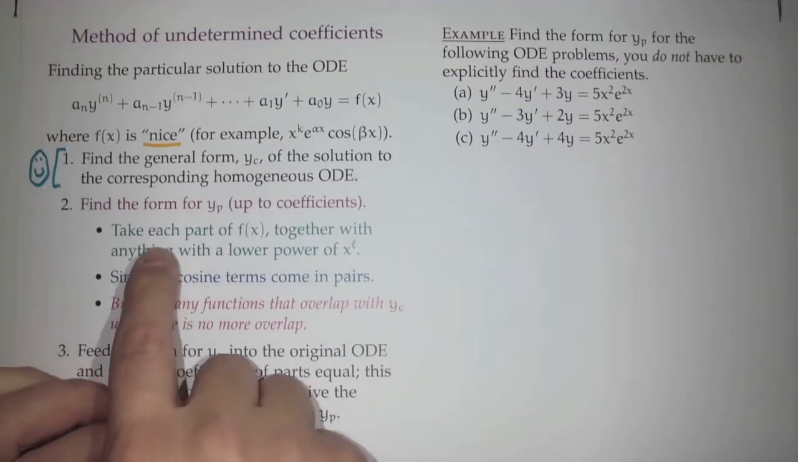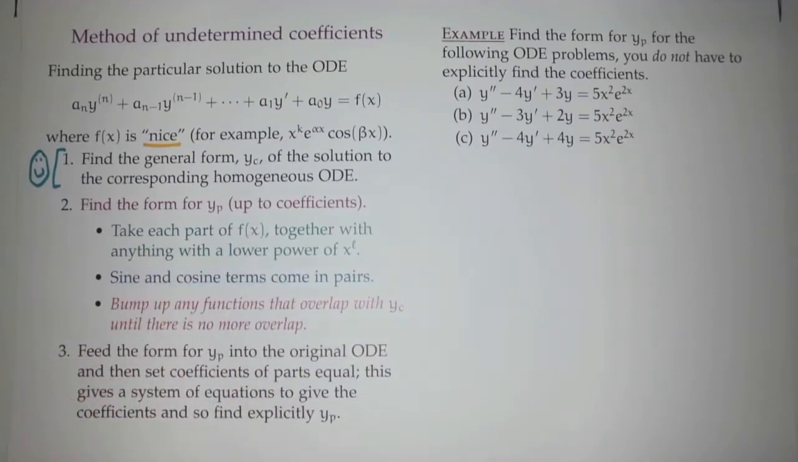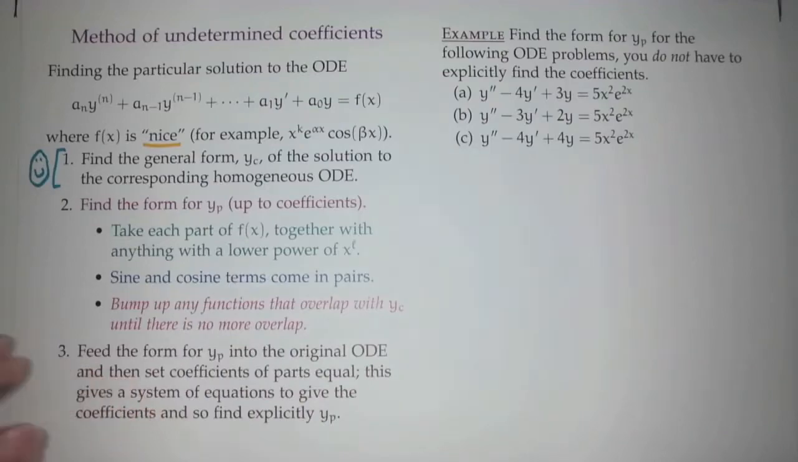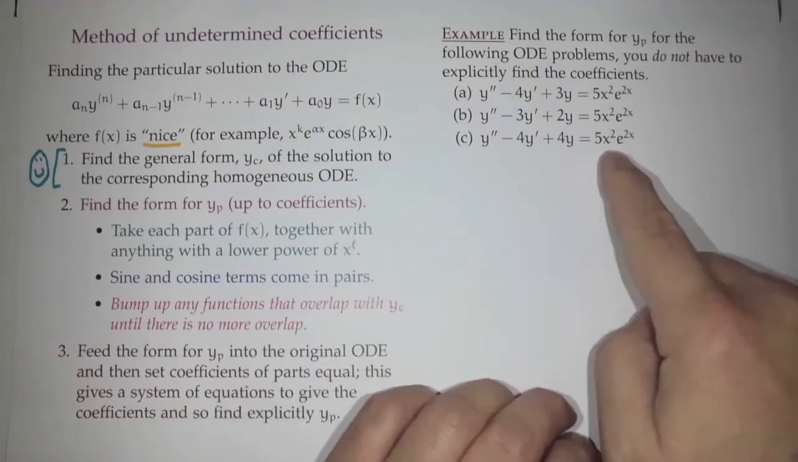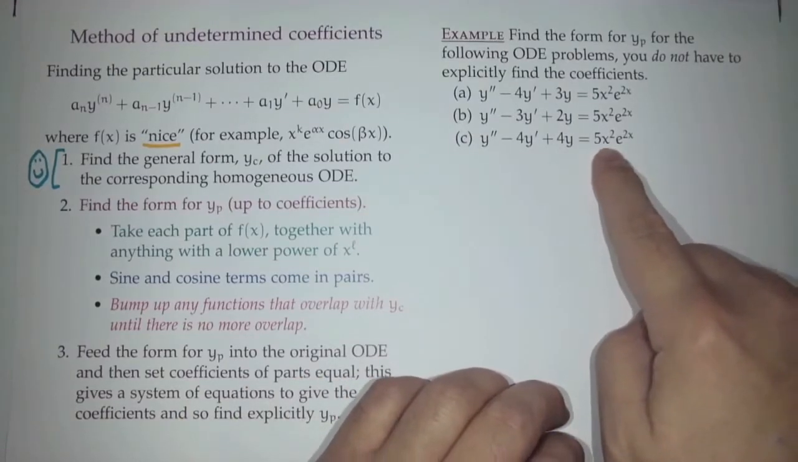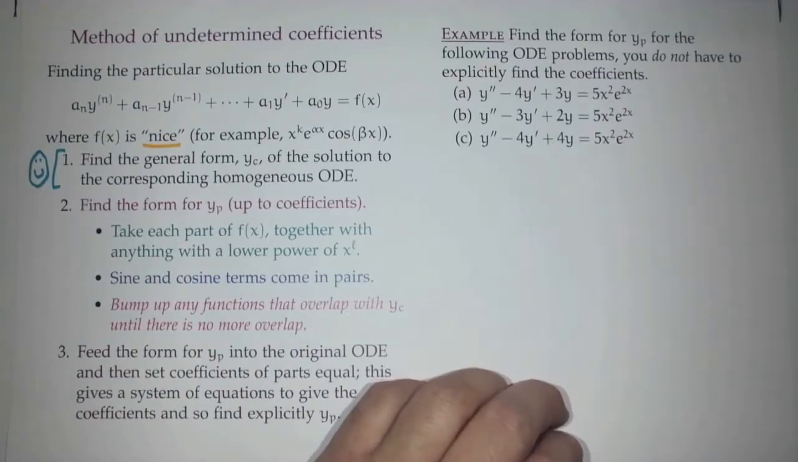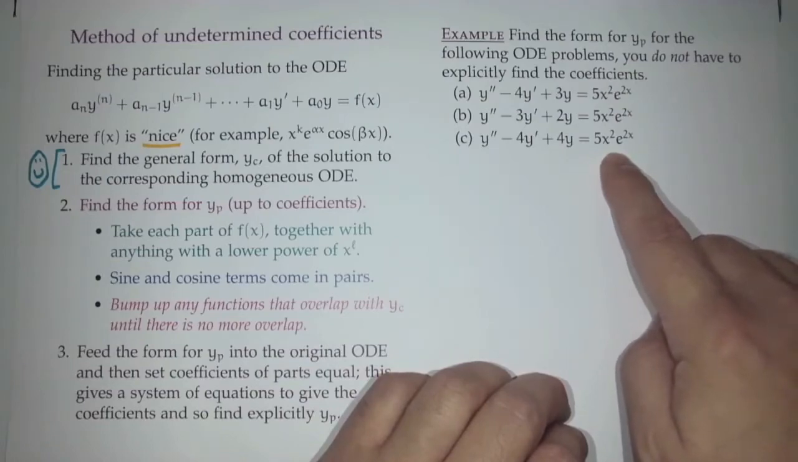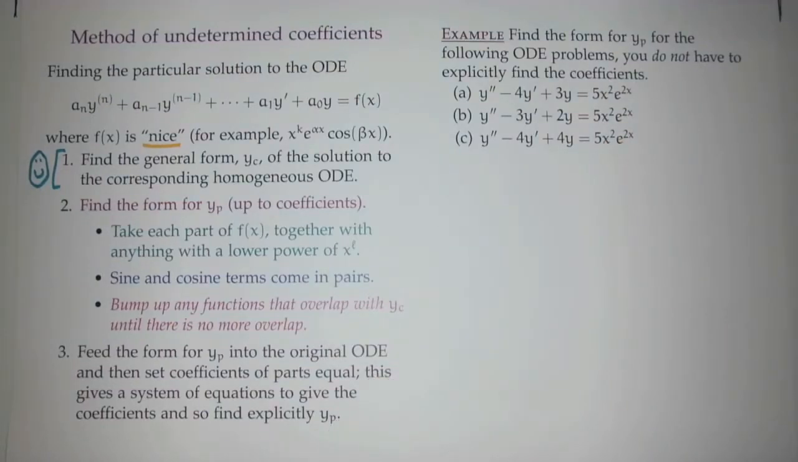So how do you do it? You take each part of f of x. When we say each part, we mean if you have several things being added together, each piece being added is its own part. So that's what we mean by take each part. And if I see a part, that's going to be a piece of our particular solution. For example, over here, where we have a problem with 5x squared e to the x, x squared e to the x is a part of our particular solution. We don't worry about the 5. That's a coefficient. The coefficients are going to be something undetermined.